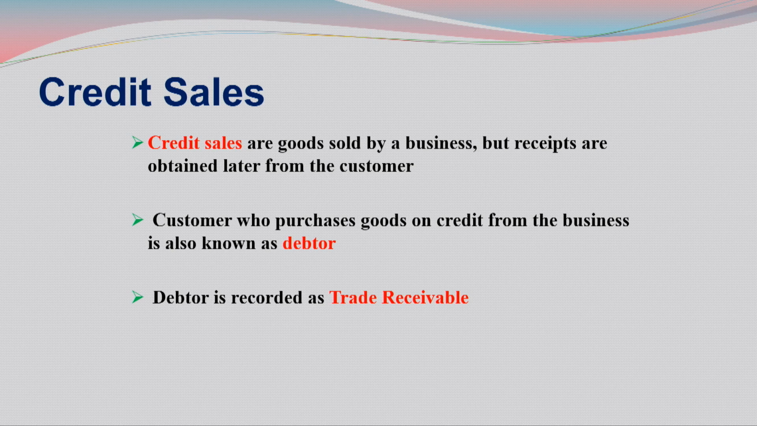Credit sales are goods sold by a business, but receipts are obtained later from the customer. For example, we sold goods today and the customer will pay after 1 month. Customer who purchases goods on credit from the business is also known as the debtor. Debtor is recorded as trade receivable.